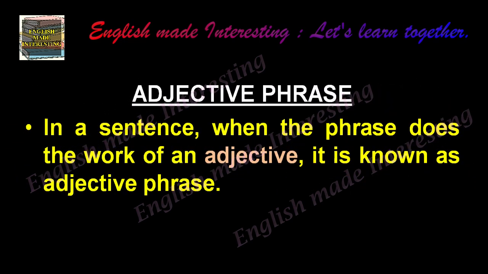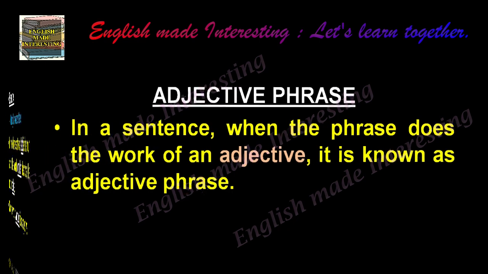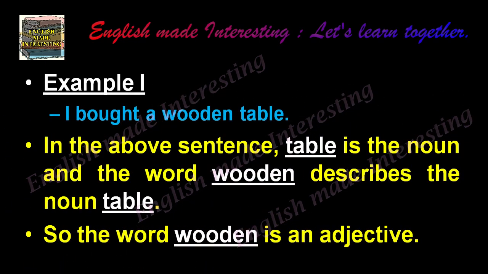Now we'll pass on to the adjective phrase. In a sentence, when the phrase does the work of an adjective, it is known as adjective phrase. Adjectives are describing words. Example, I bought a wooden table. In the above sentence, table is the noun and the word wooden describes the noun table. So the word wooden is an adjective.